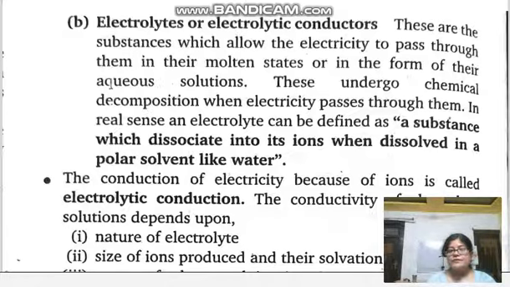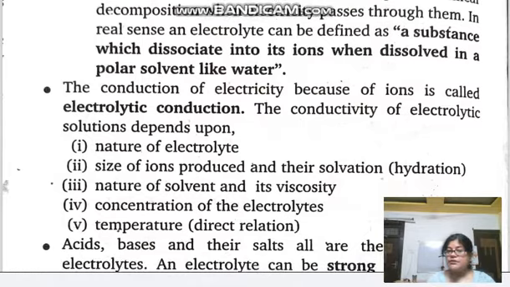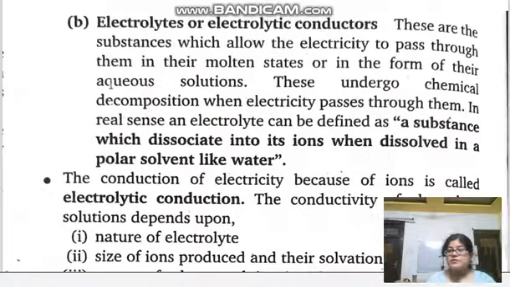So a substance that dissociates into its ions when dissolved in a polar solvent like water is an electrolyte. Any substance which dissociates into ions when dissolved in solvents like water. That means when we dissolve sodium chloride in water, it dissociates into the ions sodium plus and chloride minus. So now it becomes an electrolyte. Now what is electrolytic conduction? These are the different definitions. You must remember them.